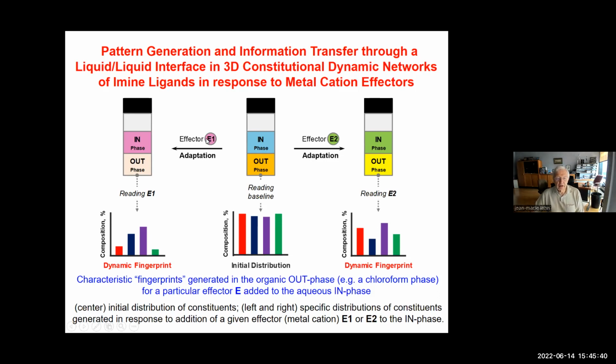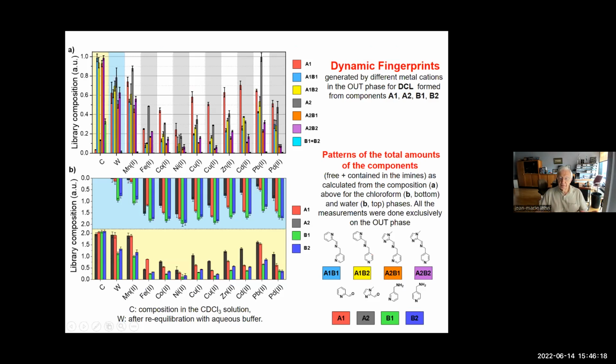Then you add effector 1 into the in phase, and it will modify the distribution so that the reading phase, the bottom phase, has a dynamic fingerprint, which is different from this distribution. And similarly, you have another distribution here when you add another effector. In other words, the addition of an effector into the in phase leads to an outcome in the out phase of different fingerprints for different effectors added in the top. That means that this is now a complicated thing, but I want just to show the result.